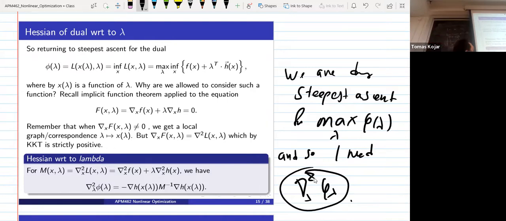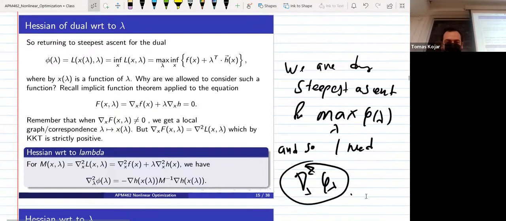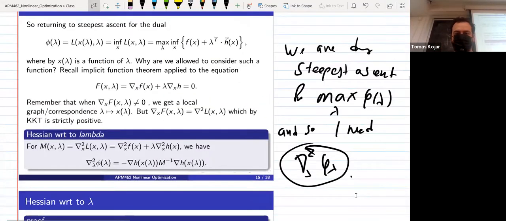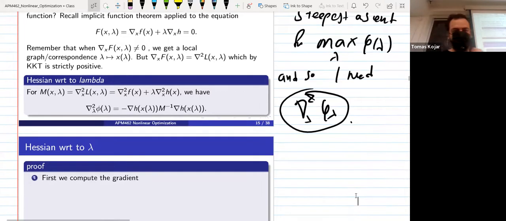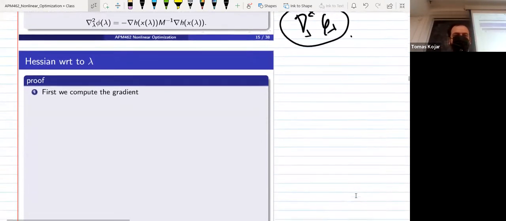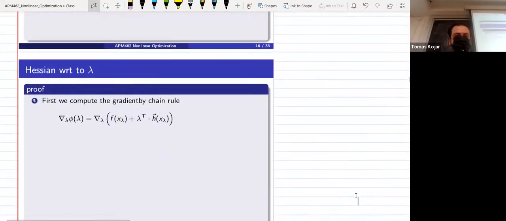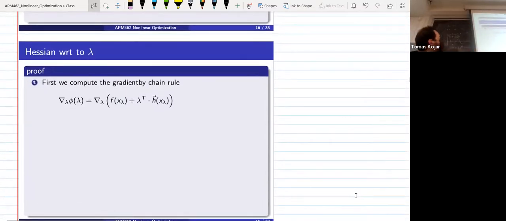So to find the rate, I need the Hessian, and then by Thursday, I will give you the eigenvalues of this matrix. This is all in your book. All right, so let's start with this. First, we need to compute the gradient. It's a nice little question.